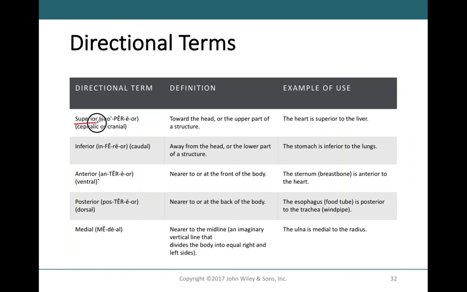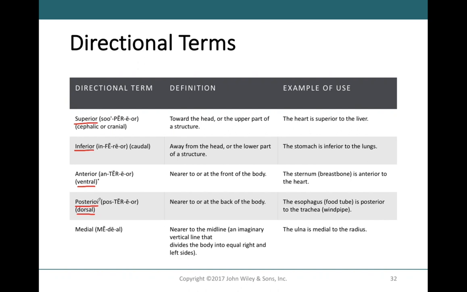These are going to be two terms that we've just talked about on our last slide. Superior is more towards the head. Inferior is more towards the lower part of the structure. Now, anterior and posterior are going to be two other words. Anterior, also known as ventral, and posterior, also known as dorsal with the human body. These are going to be referring to front and back.